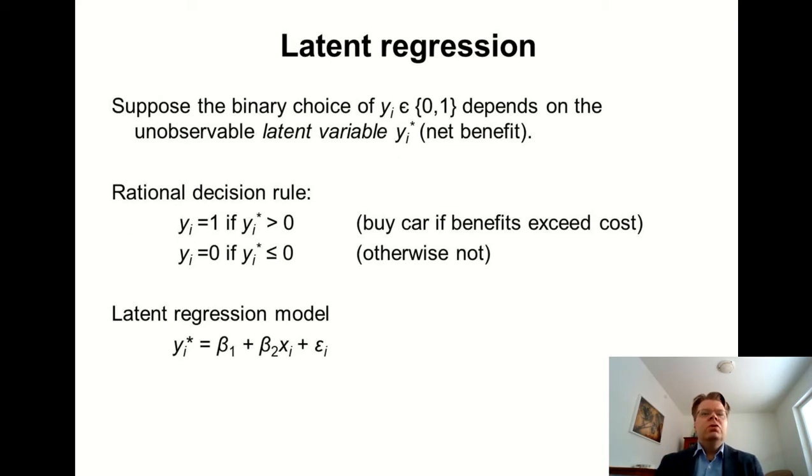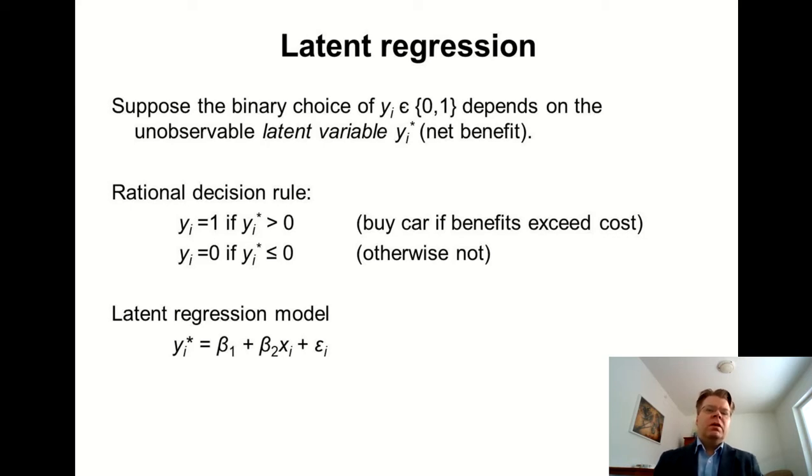So to gain some understanding, let's phrase it as a so-called latent regression. This term latent we already came to in the context of panel data, meaning that it's something that is unobserved, but it's influencing, underlying our model. So now suppose that the choice of whether this binary response gets value 0 or 1 is based on some kind of rational choice mechanism, and it depends on this latent y asterisk, which you can think about like a net benefit.